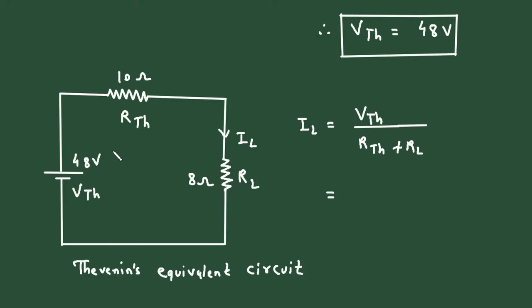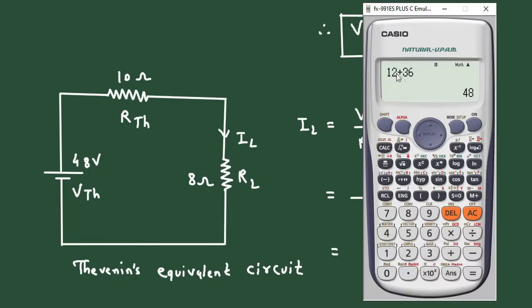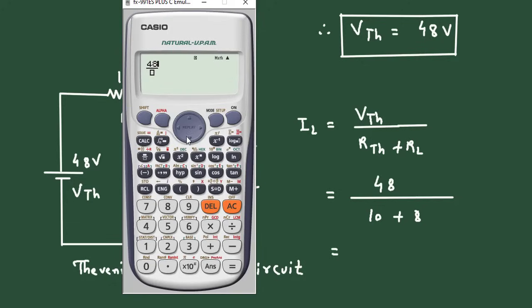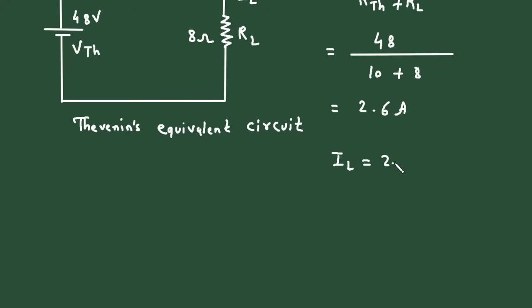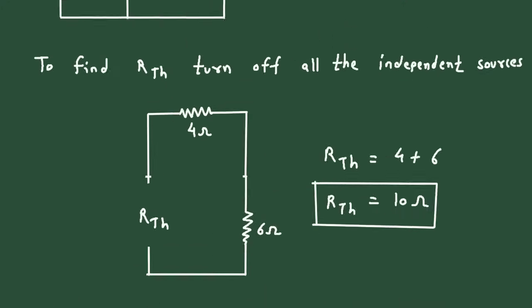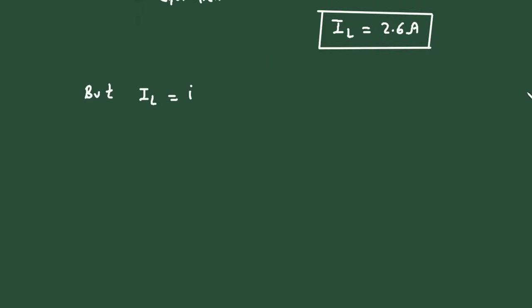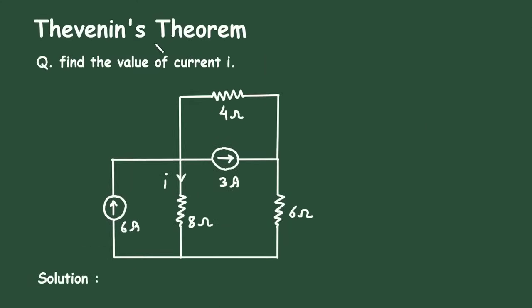If we substitute all the values, it will be 48 divided by RTH value 10 plus RL value 8. So this will be 48 divided by 10 plus 8. So it is 2.6 ampere is the value of IL. But we have to find current I. So IL is equal to I. Therefore current I is equal to 2.6 ampere. So this is how we can find current I by using Thevenin's theorem.